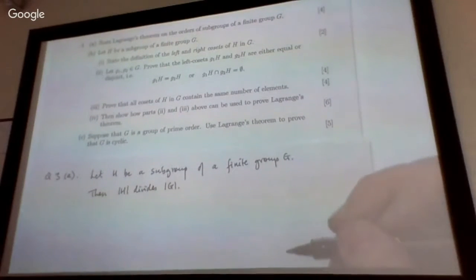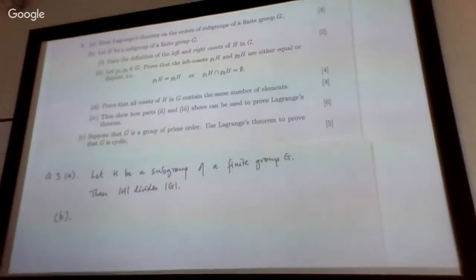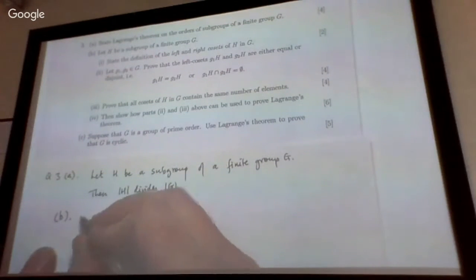Okay. Anybody going for full marks with that? It's something that restricts the possibilities of the subgroups. Okay, state the definition of the left and right cosets of H in G.